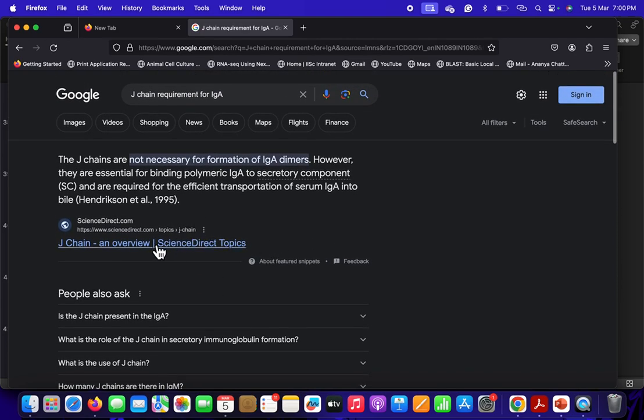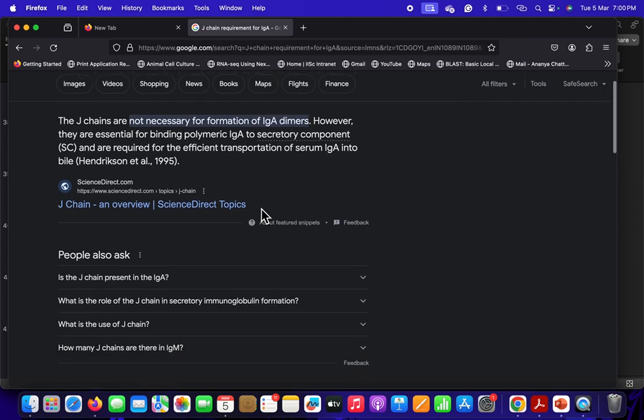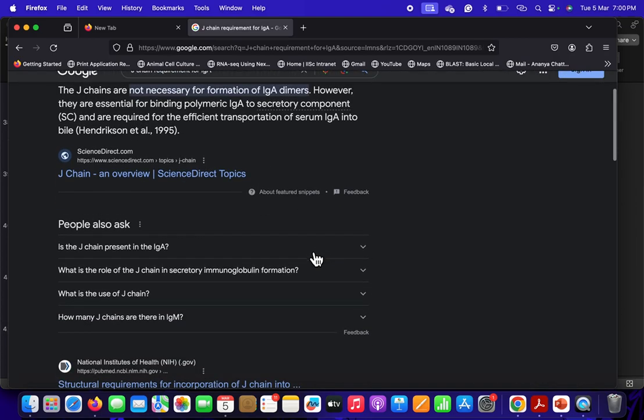So there is a Science paper. It's showing that the J chains are not necessary for formation of IgA dimers. However, they're essential for binding polymeric IgA to the secretory component and are required for the efficient transportation of serum IgA into bile. So it gives solubility as well.